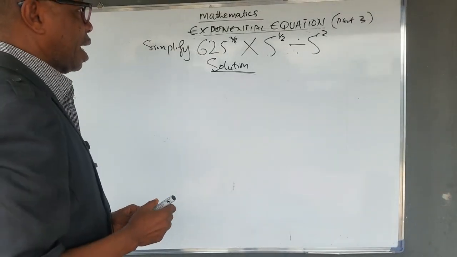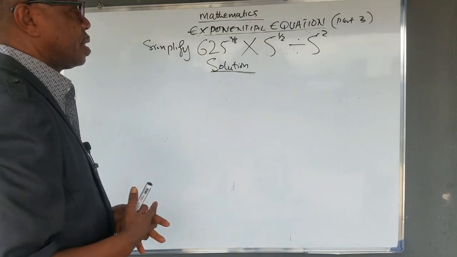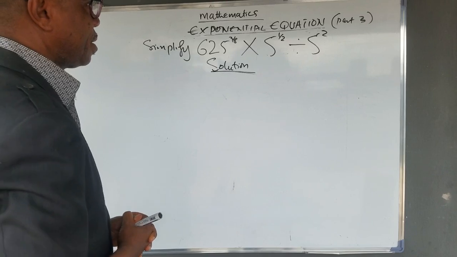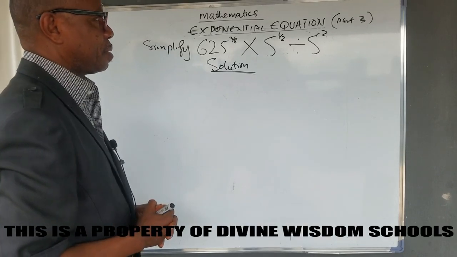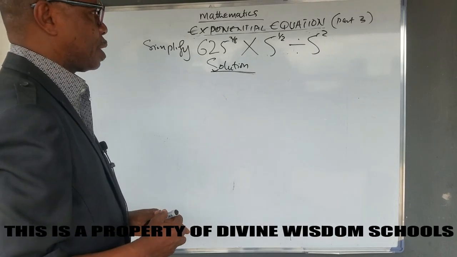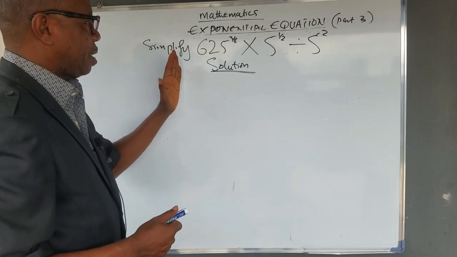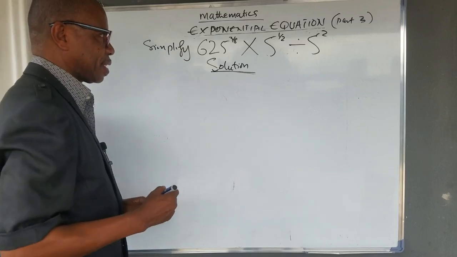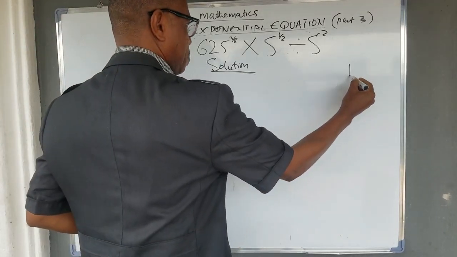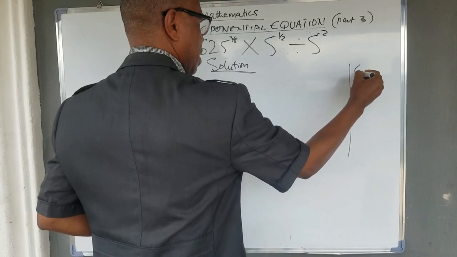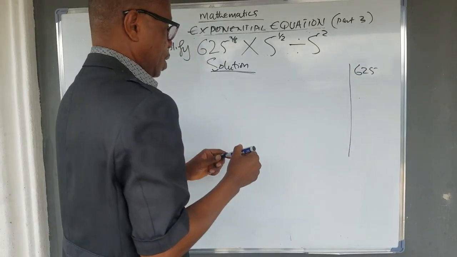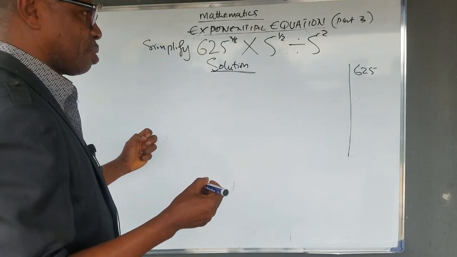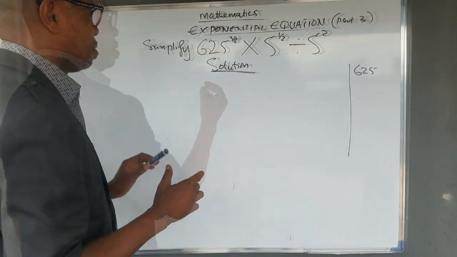I want to look at another interesting question. 625 raised to the power 3 over 8 times 5 raised to the power 1 over 2 divided by 5 raised to the power 2. Now, if you look at this question, which is also an SSC question, you find out that there's a high number here, 625. How do we get it to be in base 5? Your calculator can do that. Maybe next time we look at how we can use it to do that.